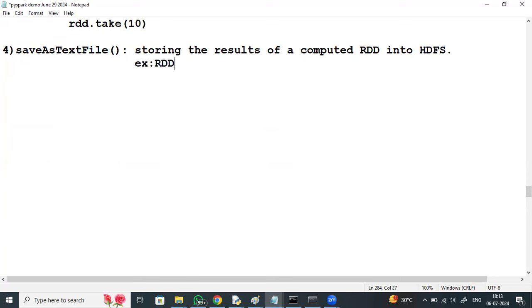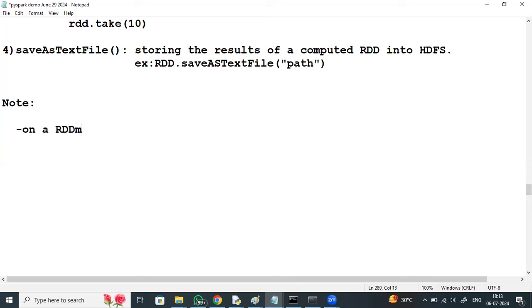RDD dot saveAsTextFile, the path of the file. Note, this is important. This note is important, right?